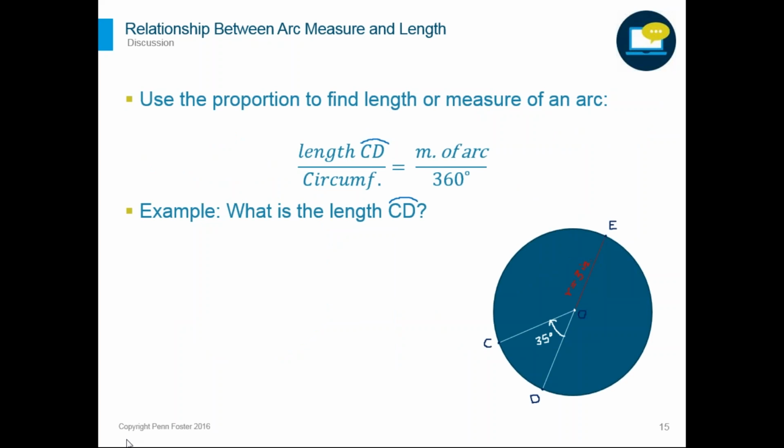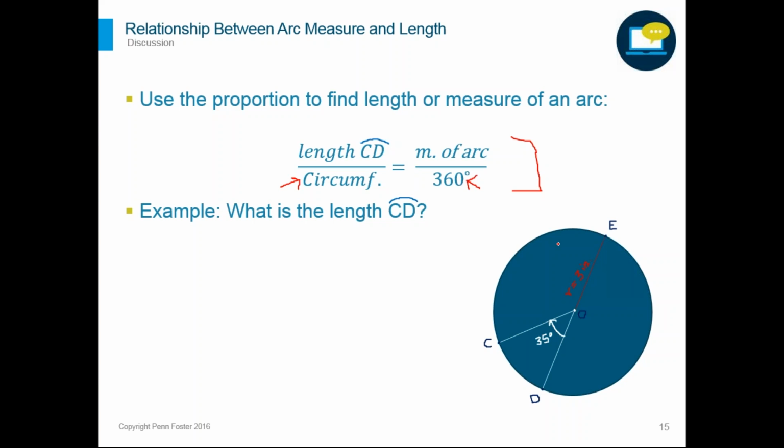So whenever we are given either the length and need to find the measure of the arc, or the other way around, we need to use a proportion. A proportion is two equal fractions that we know are equal. So we're using that with some factual information. See, these two fractions have factual information, facts about circles.